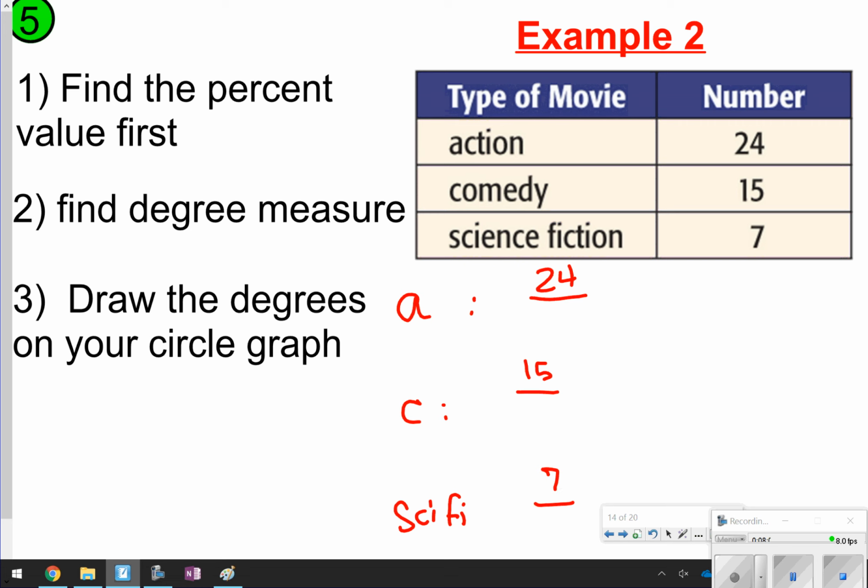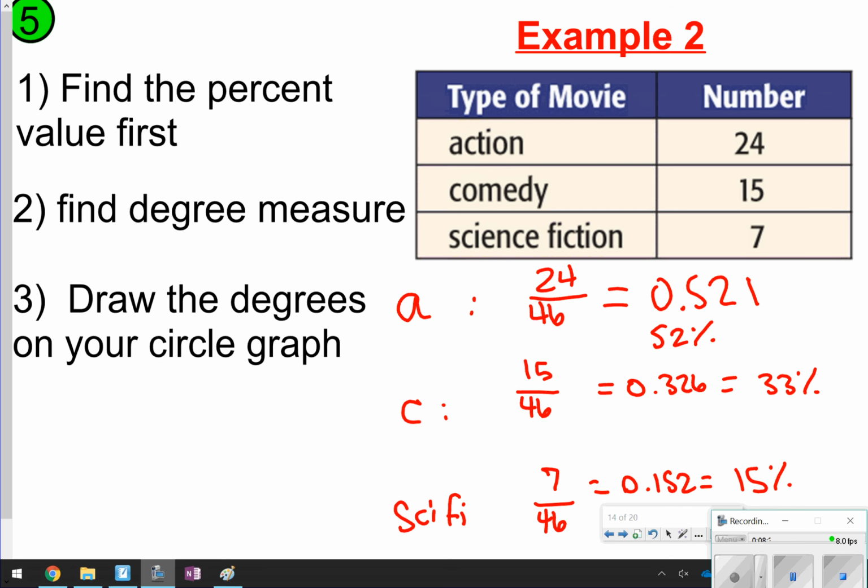So you just have to add these numbers up. So we have 24 plus 15 plus 7 is 46, just double checking. So each of those will be out of 46. And you essentially just find your degree or your percentage from those. So 24 out of 46 is 0.521, so we'll just say about 52%.